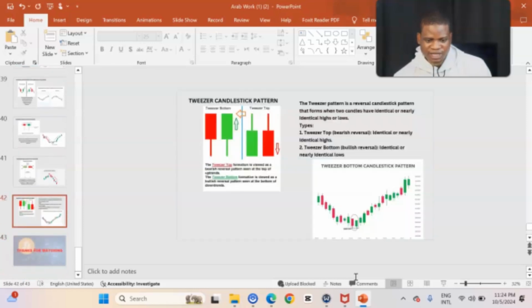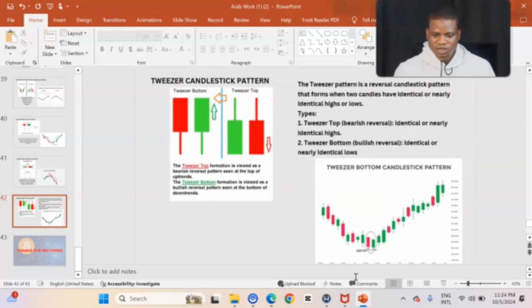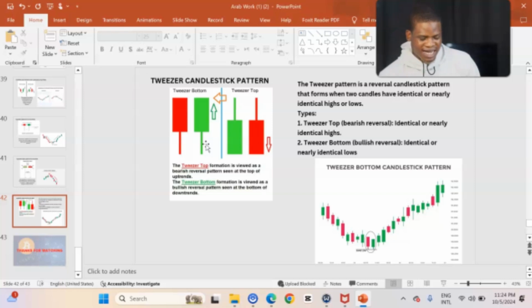Then we have the last one, which is the tweezer top and tweezer bottom. The tweezer means you have two candles, one green, one red, or one red, one green. What this is telling us is that both of them have wicks that are almost the same size, telling you price is being reversed, price is being rejected.